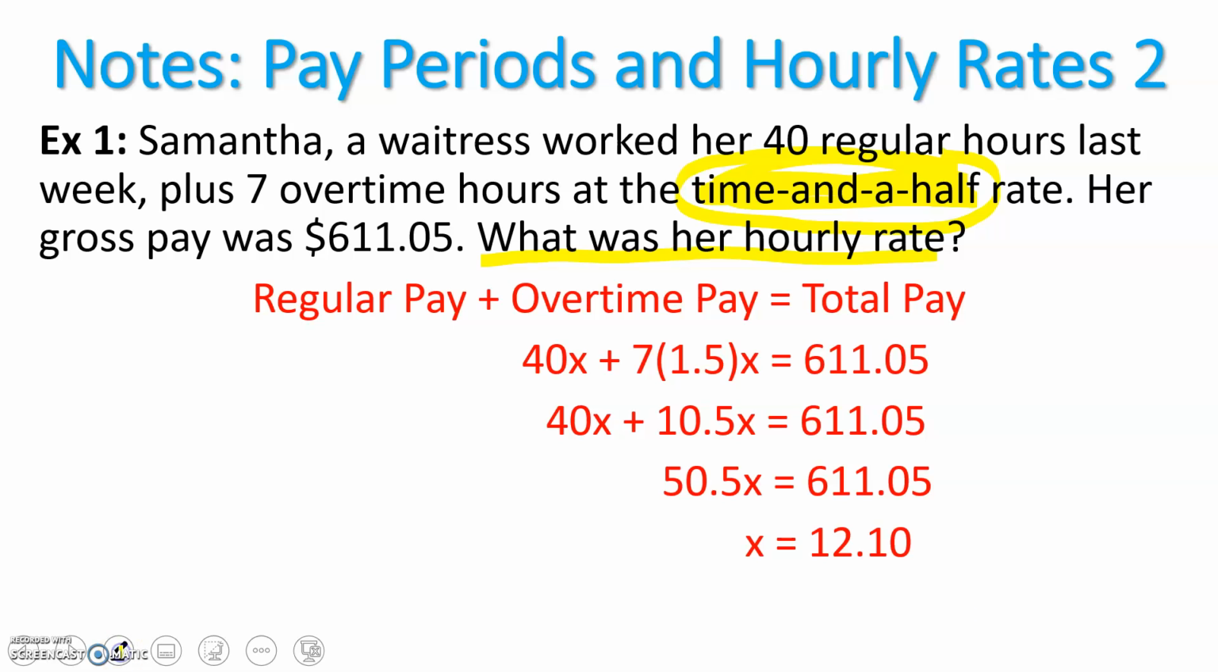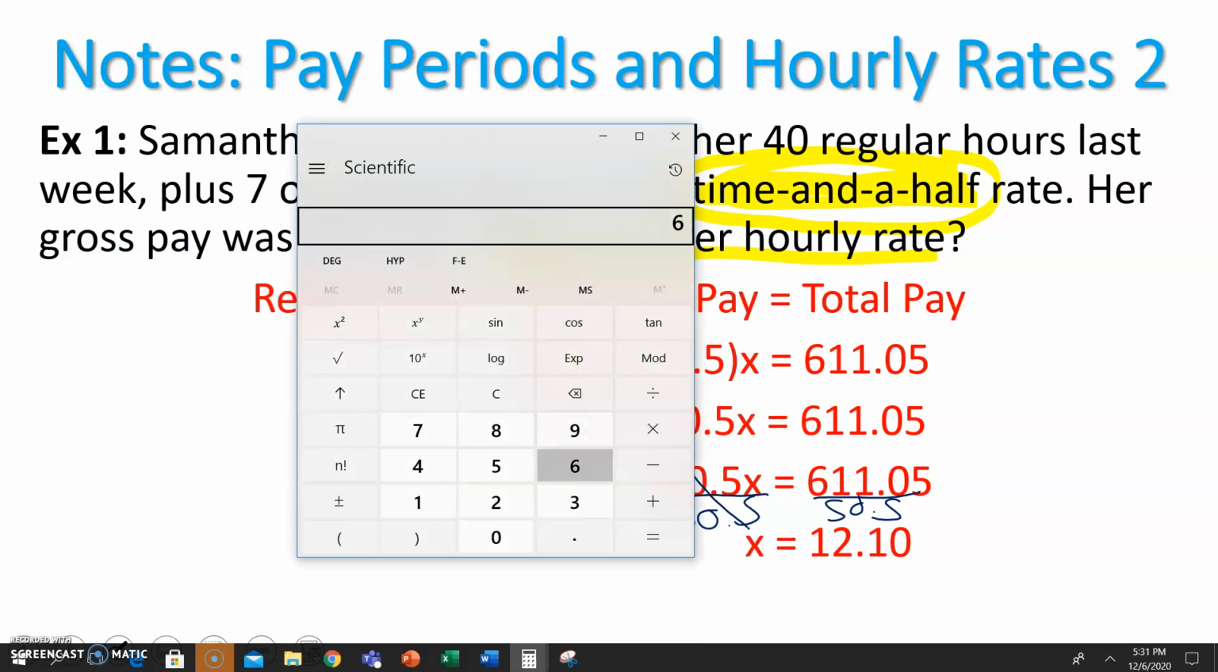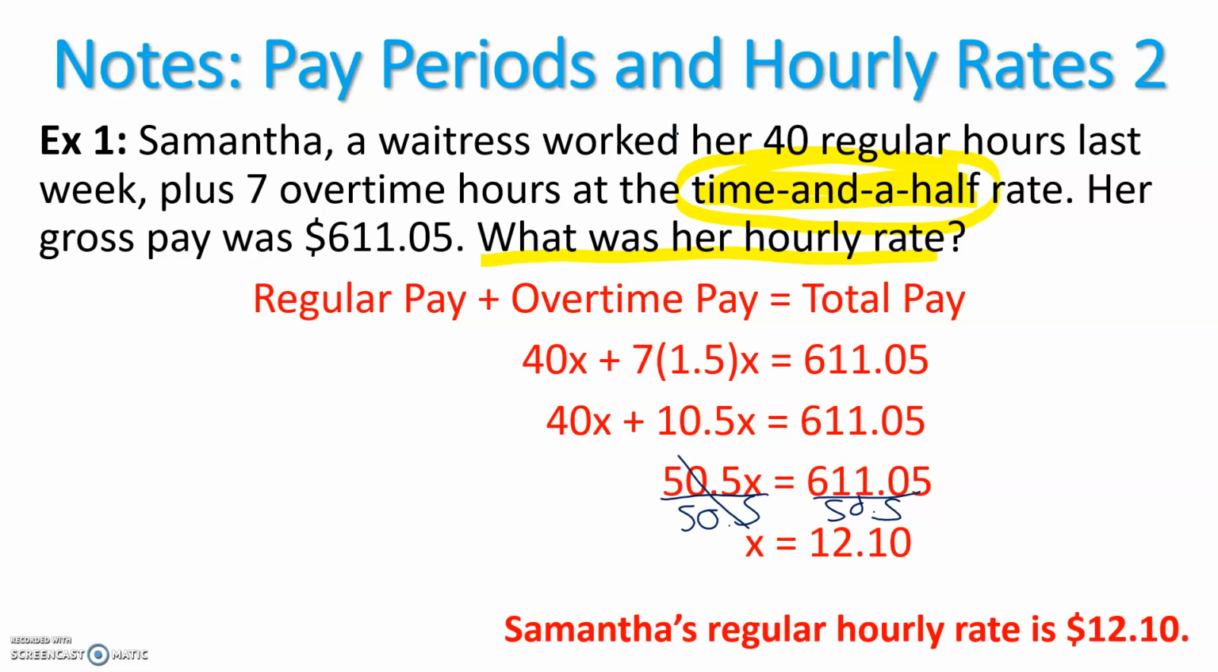$12.10. Okay, now just to show you, in case you're not sure what just happened, we divided by 50.5 on both sides of the equation. And that way, 50.5 divided by 50.5 is 1. We're left with just 1x on the left. And then on the right, show you really quickly, we had $611.05 divided by 50.5, which gave us that $12.10. So we can see then that Samantha is earning an hourly rate of $12.10.